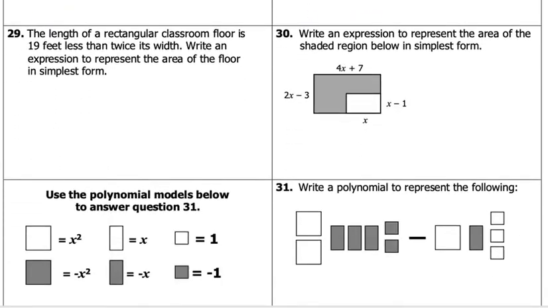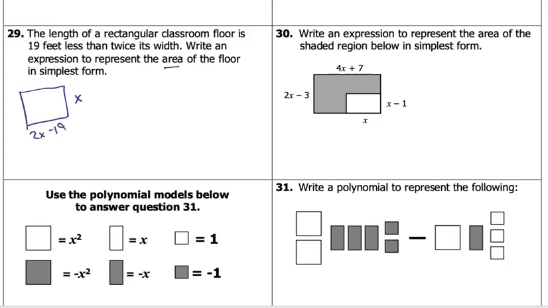So number 29, the length of a rectangular classroom floor is 19 feet less than twice its width. Okay, so we need to find the area, which means we're going to multiply. So here we go. Here's my floor. It's rectangular. Here's my width. 19 feet less than 2 times its width, twice, right? Twice its width minus 19.